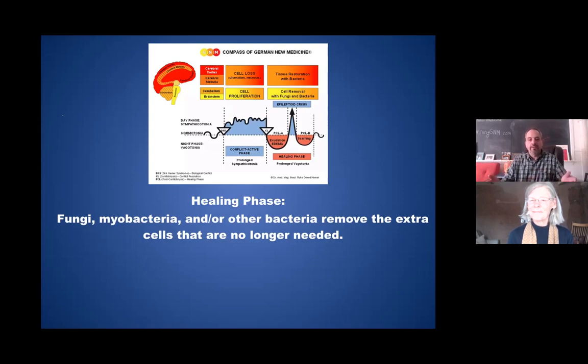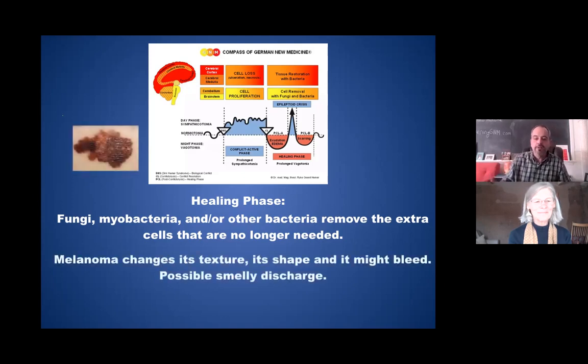So we see here that the body will enhance the biological functioning in the conflict active phase, protect the skin, protect the organism. And then once that attack is gone and it's over, that extra tissue is no longer needed. So our little helpers that live symbiotically with us will decompose that extra tissue. And then the melanoma starts to change in texture, in shape, and it even might bleed. And if it opens up, it may even have a smelly discharge.